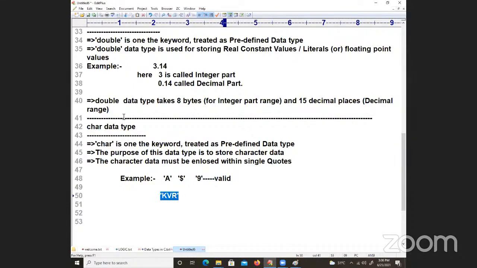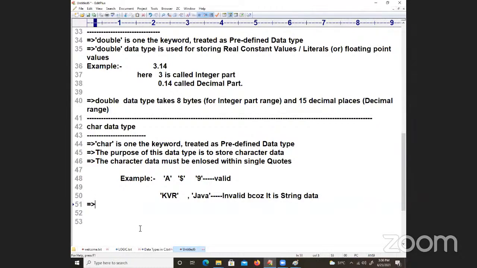But we are in the C programming discussion. We must write within single quotes like this. Writing Java within single quotes like this is called invalid. Because it is which data? It is string data.